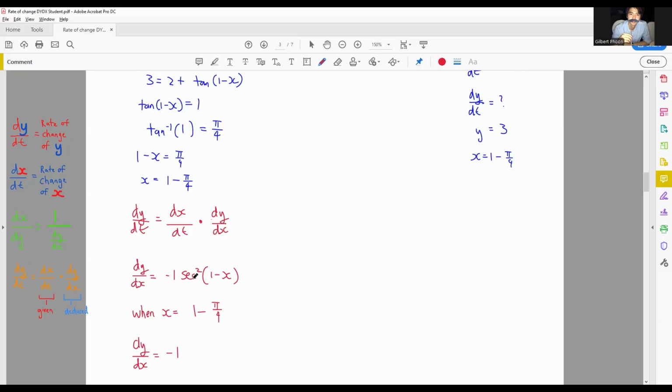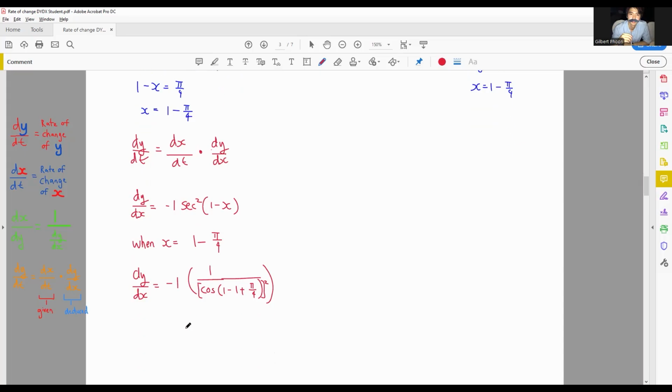Now, you can't type secant squared into your calculator, guys. So what you're going to have to do is convert it to 1 over cos squared of (1 minus 1 plus pi over 4). This whole value here, you have to square. So this is the sequence that you have to type in your calculator: cos of pi over 4, square that value, 1 divided by this value, and then times it with negative 1. If you type everything correctly into the calculator, you're supposed to get negative 2.